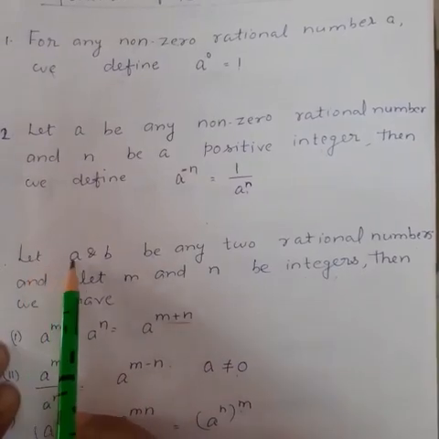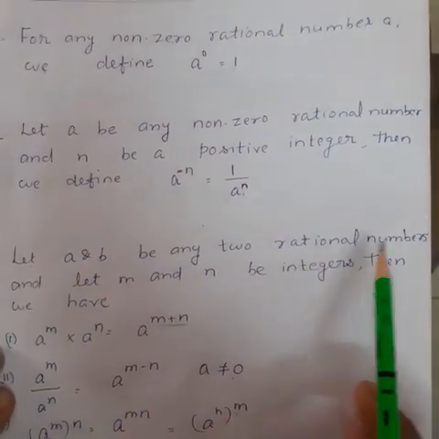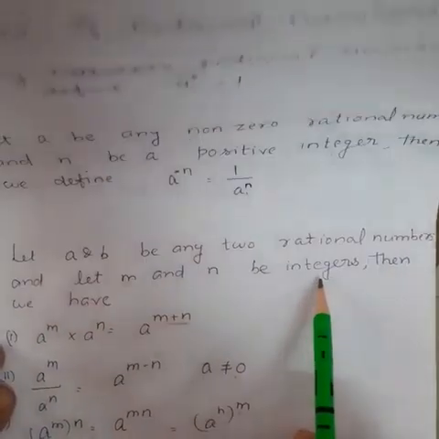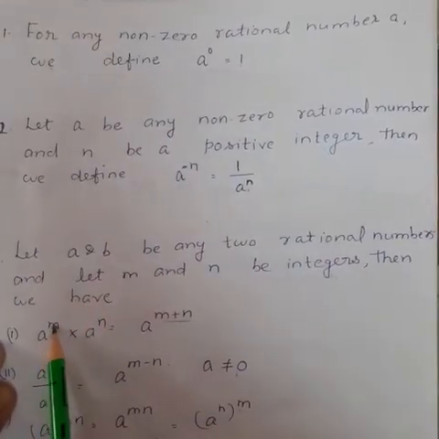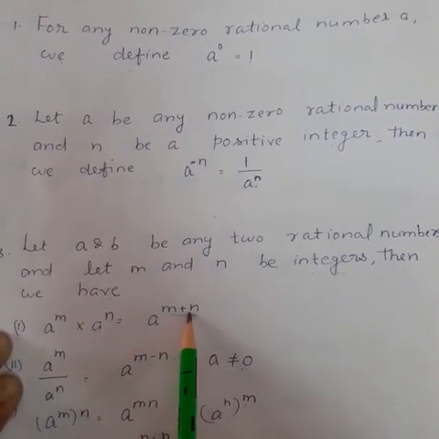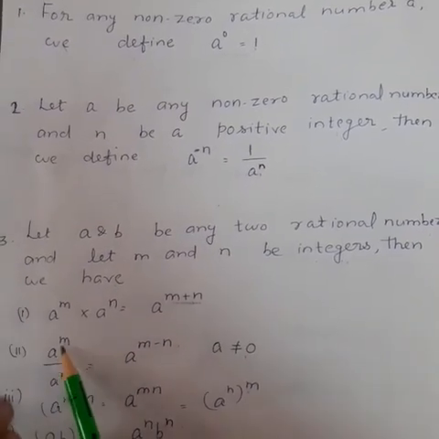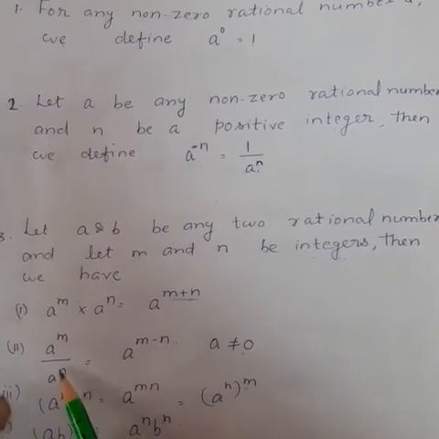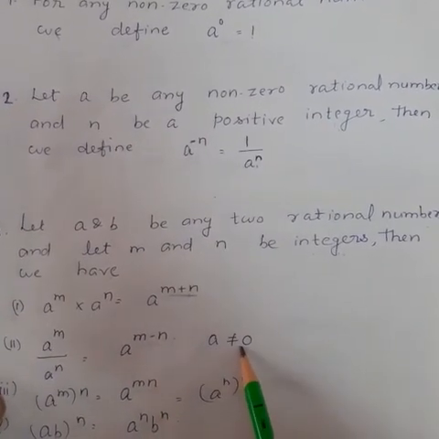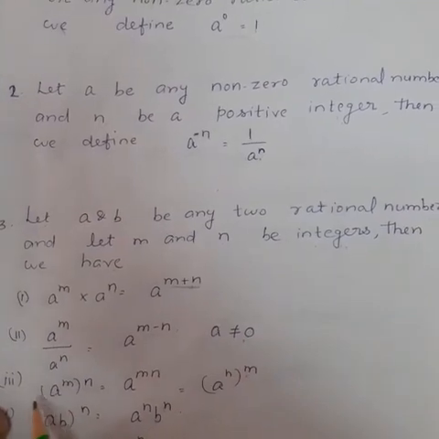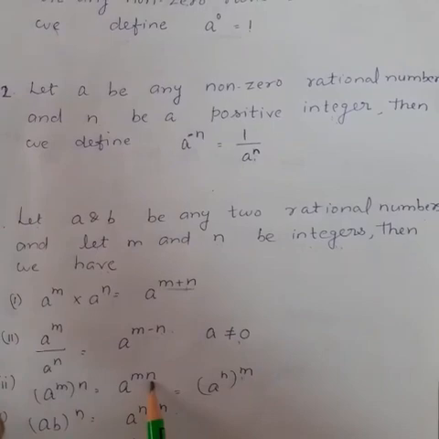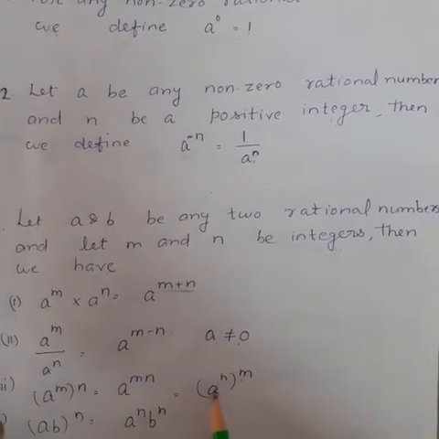Next, let a and b be any two rational numbers and let m and n be integers. Then we have a to the power m into a to the power n is equal to a to the power m plus n. Next, a to the power m by a to the power n is equal to a to the power m minus n, where a is not equal to 0. Next, a to the power m whole to the power n is equal to a to the power m into n, or we can write a to the power n whole to the power m.